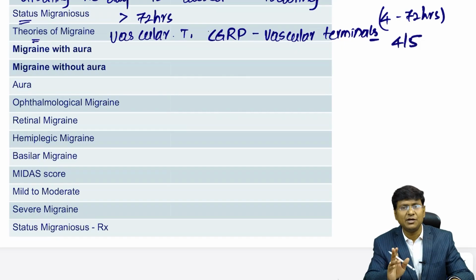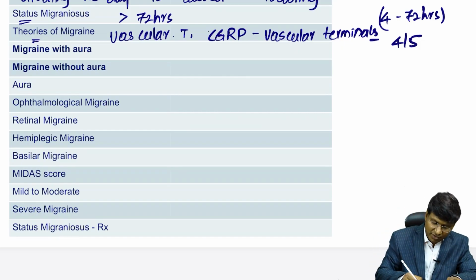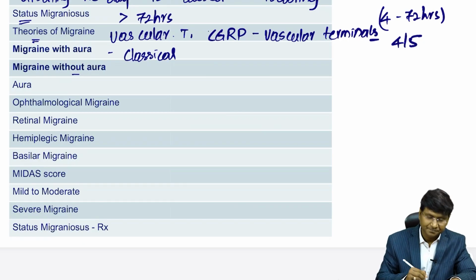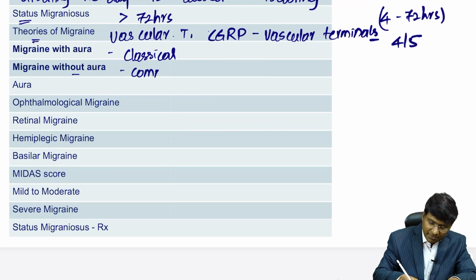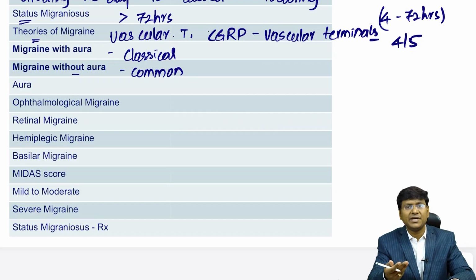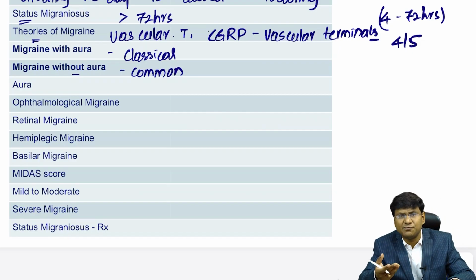And this migraine is mainly of two types. One is migraine with aura and the other one is without aura. So migraine with aura is the classical migraine, whereas migraine without aura is the common migraine. And if you take this aura, we have various forms of the aura in case of the classical migraine.